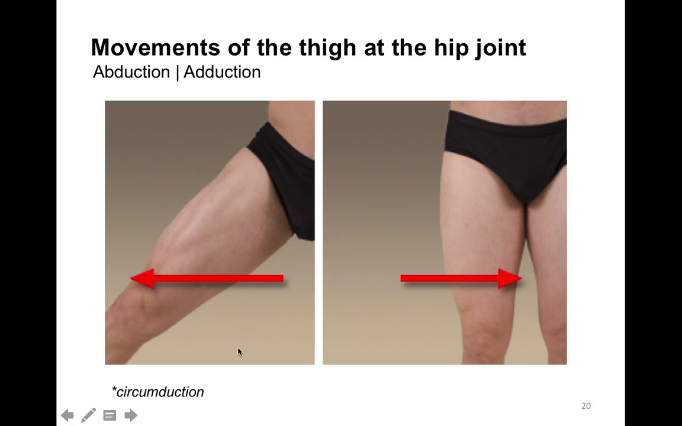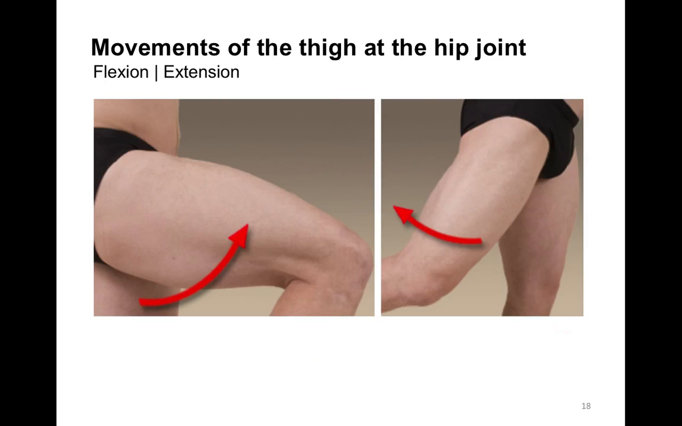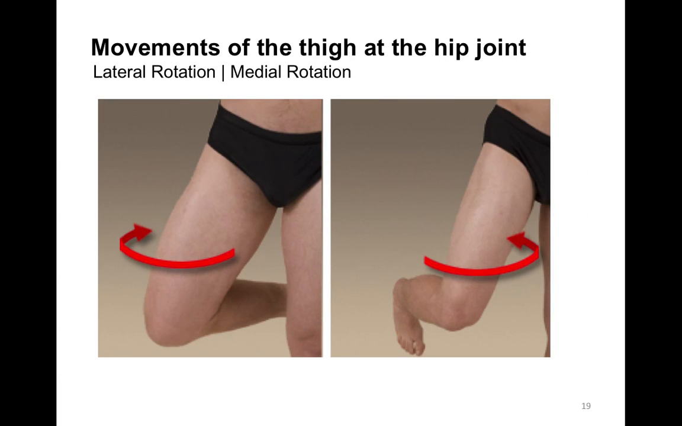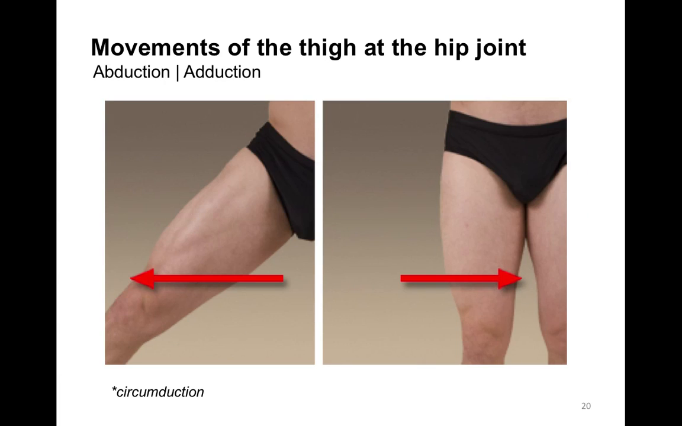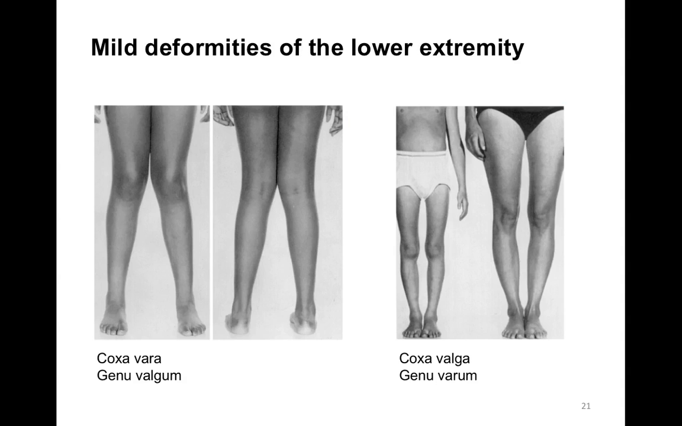Circumduction is defined as describing a cone in space where the base of the cone is described by the foot and the apex of the cone is at the hip joint. So think of circumduction as being a combination movement of flexion, extension, lateral rotation, medial rotation, abduction, and adduction. All of these movements are needed to describe a cone in space at the hip joint.